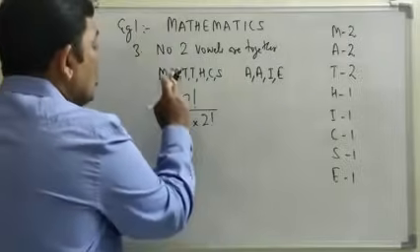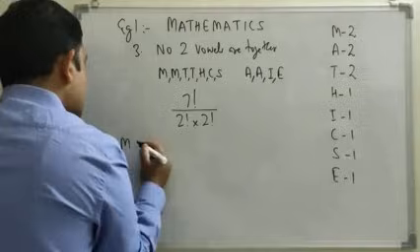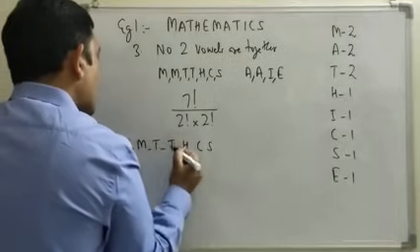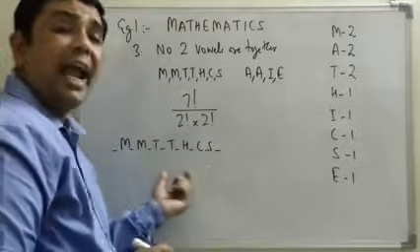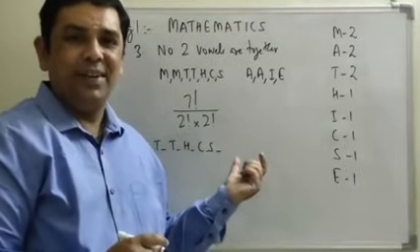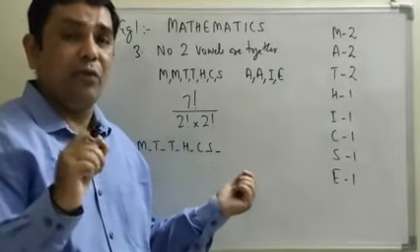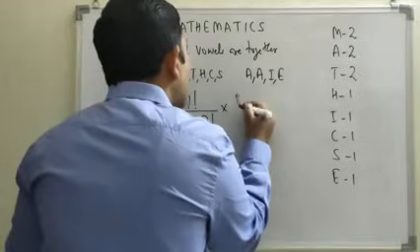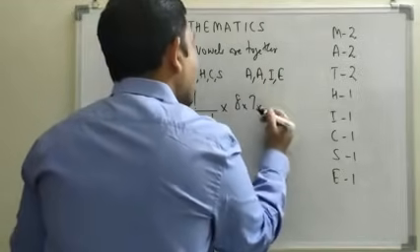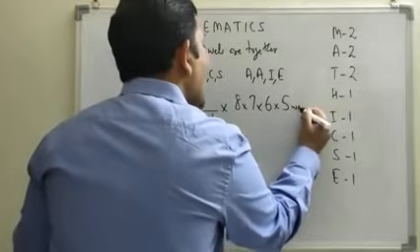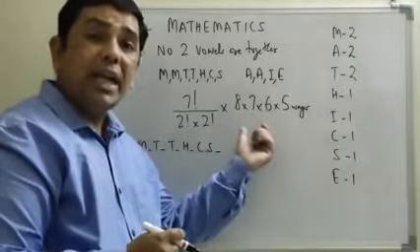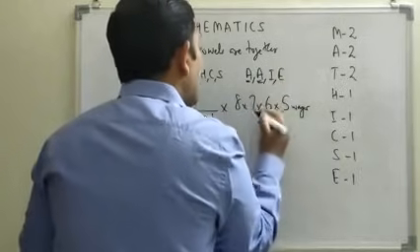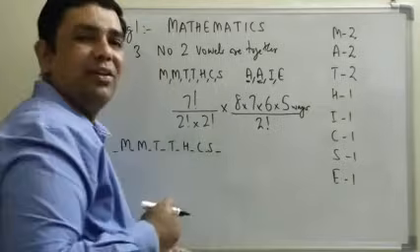Now once the 7 consonants are arranged, if you want I will do this here for you. Once the 7 consonants are arranged, there are 8 places for the vowels. Remember, there are 8 places created for the vowels. Now the 4 vowels have to occupy these 8 places. So the first vowel can occupy a place in 8 ways, the second in 7 ways, the third in 6 ways, and the fourth in 5 ways. So 8 into 7 into 6 into 5. Do I have something that is identical? Absolutely, 2 A's, so divide this by 2 factorial.